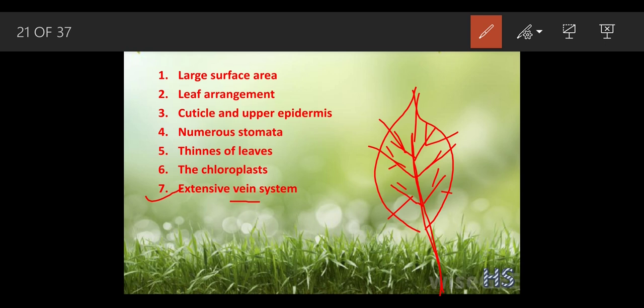See, this leaf is attached to the stem, right? Inside the stem there is xylem, which carries up water and minerals. Since it carries up water and minerals, it is going to transport them to the leaves also. If there are a lot of veins inside this leaf, there would be rapid transport.